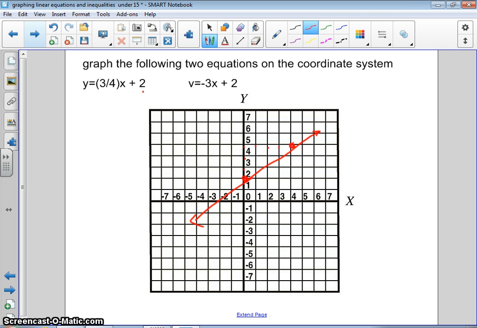Let's go ahead and do the second one. It has a y-intercept of 2. Well, that's the same spot right there, but this one has a slope of -3, so we're going to go down 3, 1, 2, 3, and over 1. When it's an integer, it's over 1. So here we go. We have graphed those 2 lines.